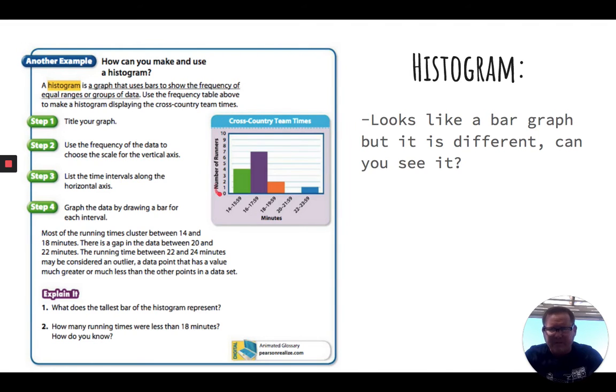Right across here is the number of runners, and then right across the bottom, you'll notice that this number right here coincides with your frequency table. The first range is right here. Then your second range is right here, third, fourth, and fifth. And these are minutes. So minutes on the bottom, number of runners on the top.